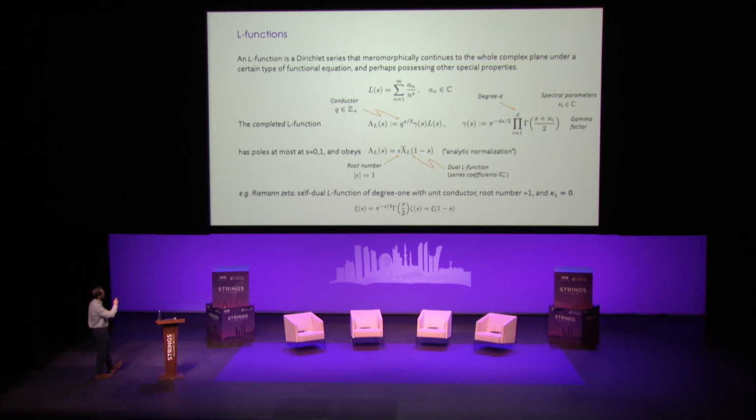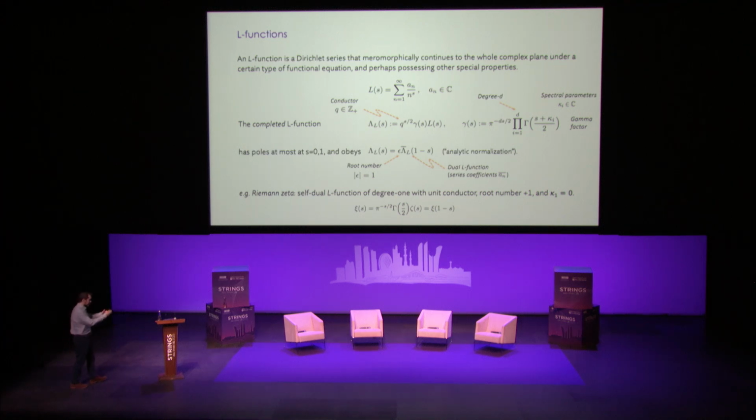So this integer q is called the conductor. The gamma factor here, gamma of s, is a product of gamma functions. The degree d of the L-function corresponds to how many gamma functions on the right-hand side there are. And these parameters, kappa, are known as the spectral parameters. And in the functional equation, there's a number here, or a phase in general, known as the root number. And the equation relates an L-function to its dual L-function, which means that in the L series, the coefficients are complex conjugated. A self-dual L-function has no bar on the right-hand side. So a-bar equals a.